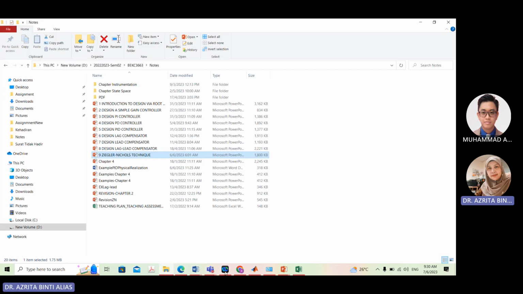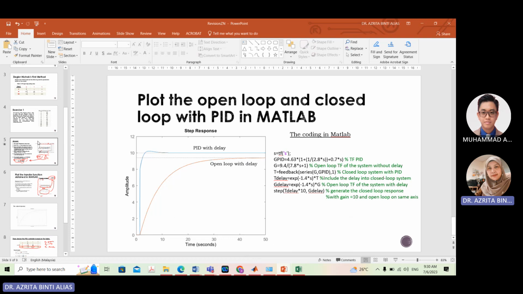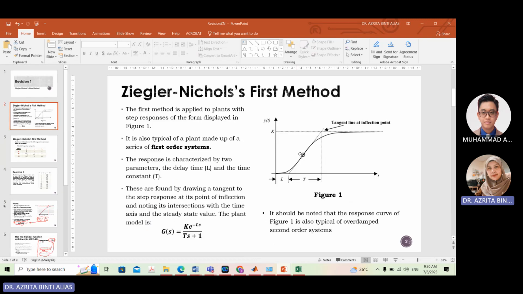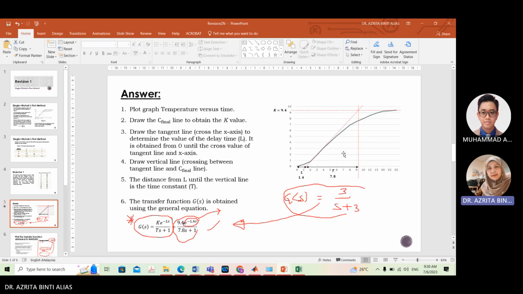So after you obtain the graph, you do the analysis, the analysis to find the value of K, L, and T. Macam ni. So just follow this step. This step is to obtain the value of K, L, and T. Boleh tak? Okay, just print screen your graph, put it in your Microsoft Word, and then you just draw the line.